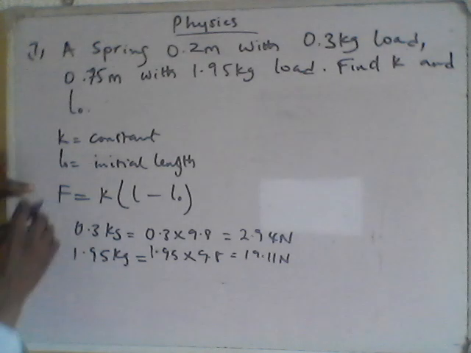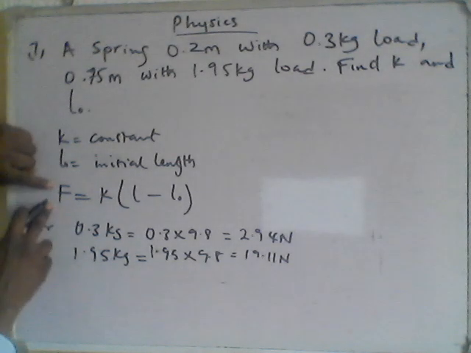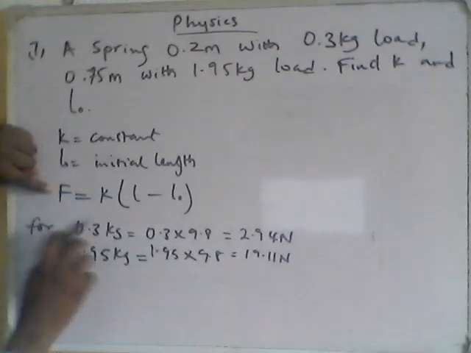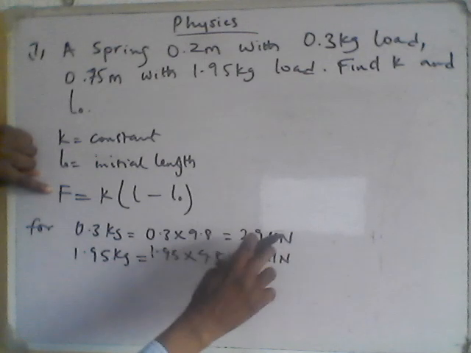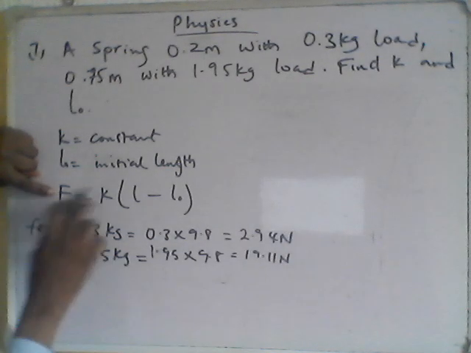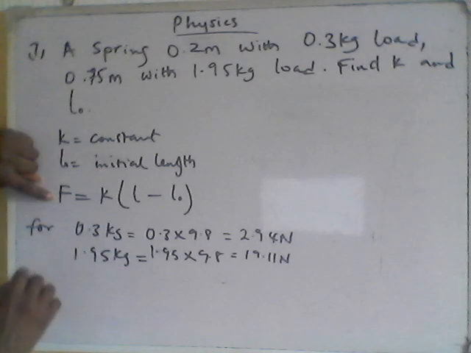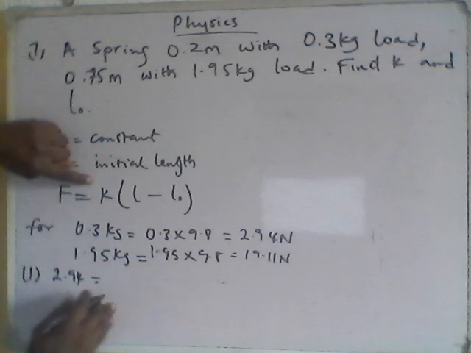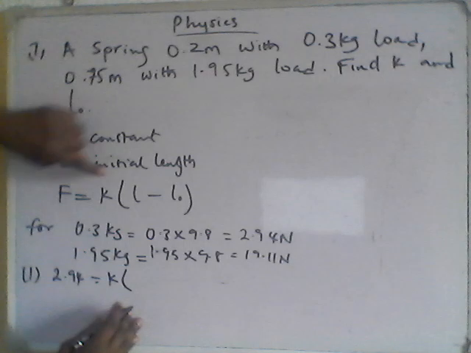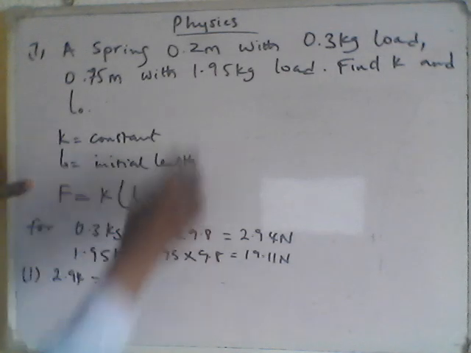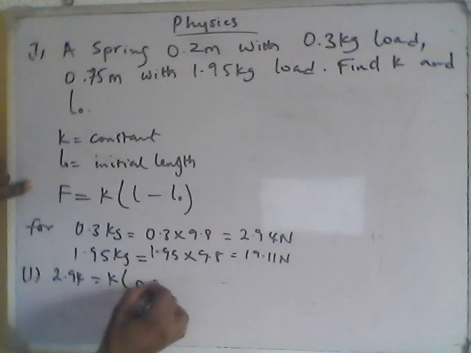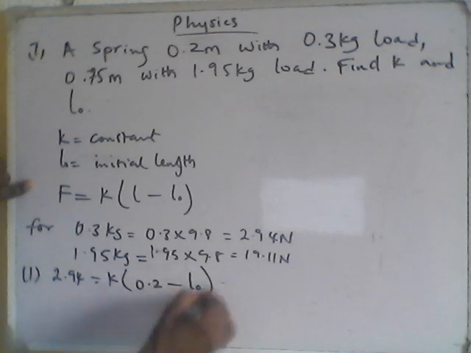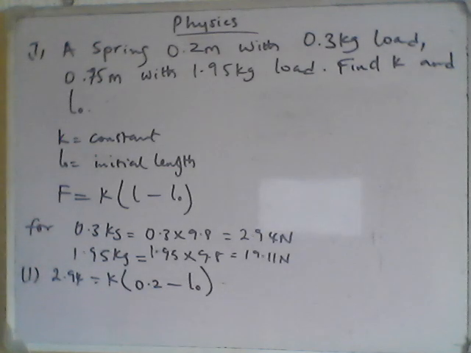So I'm going to be writing equations for these two. For the first instance, when 2.94 Newton was applied, I will call it equation 1. So I'm going to say 2.94 is equal to K, which is unknown, times L. L is the final length. Final length is 0.2 meter minus L0, which is the initial length, the natural length.